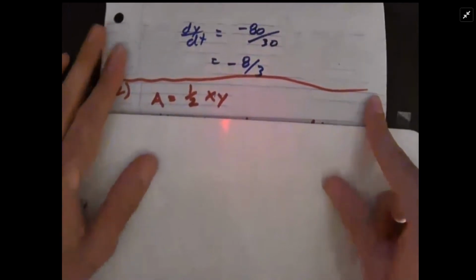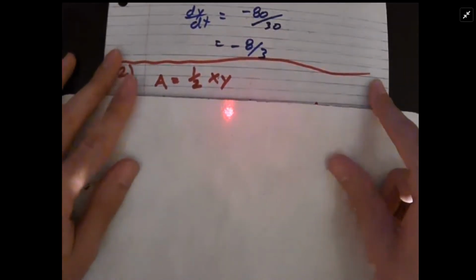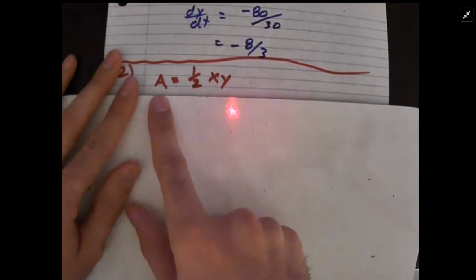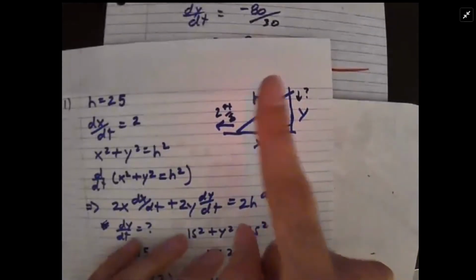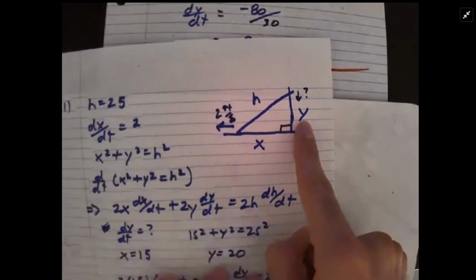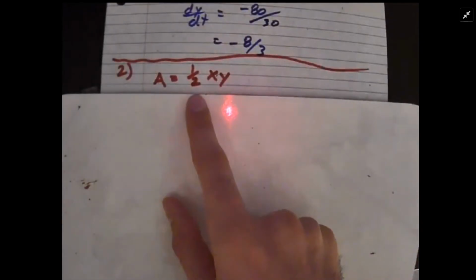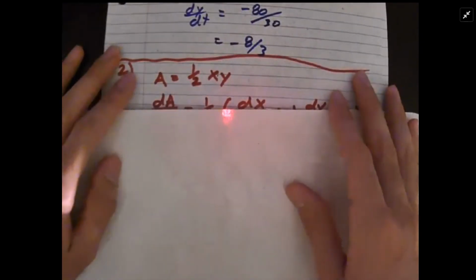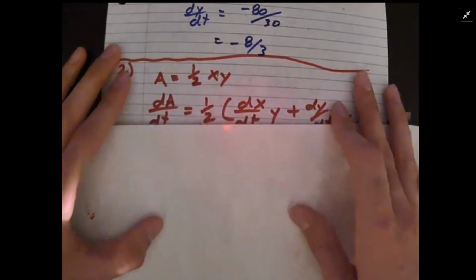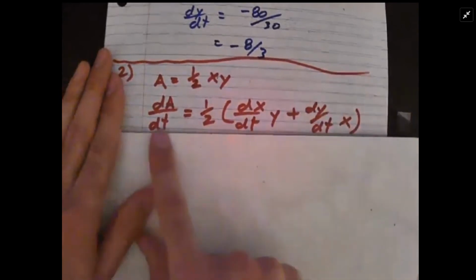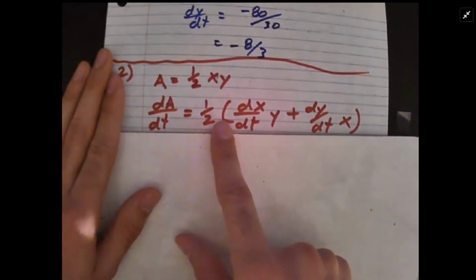The second part is to find out how the area changes with respect to time. So we know that the area is 1 half of the base times the height. See, 1 half base, x times the height, y. 1 half base times height. So to find out how the area changes with respect to time, I'm simply going to take the derivative dA over dt and apply that to both sides.